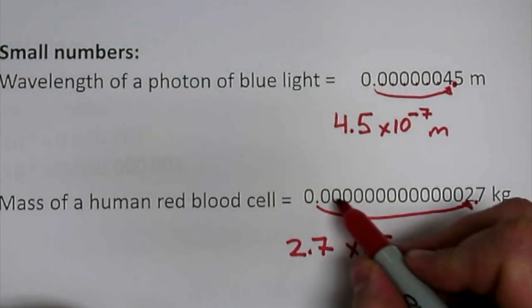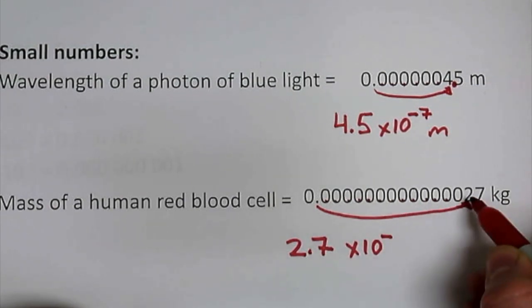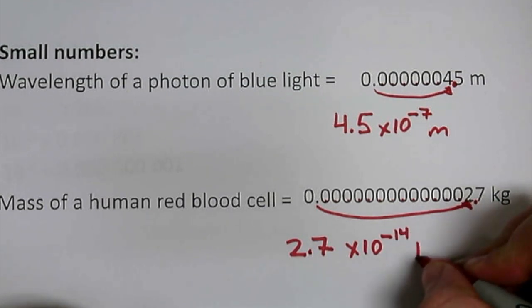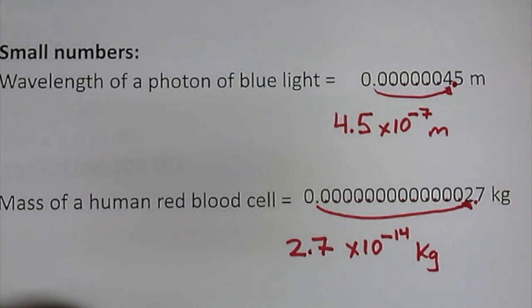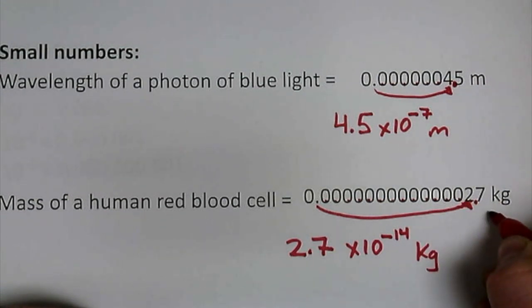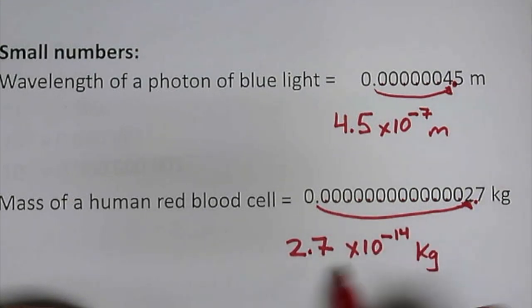How many spots did I move over? 1, 2, 3, 4, 5, 6, 7, 8, 9, 10, 11, 12, 13, 14. 14 spots over. Kilograms. Quick note, this 2 is a spot. I did move it past the 2, so it's not 14 zeros, it's 13 zeros and then the 2, because that 2 counts as one spot.